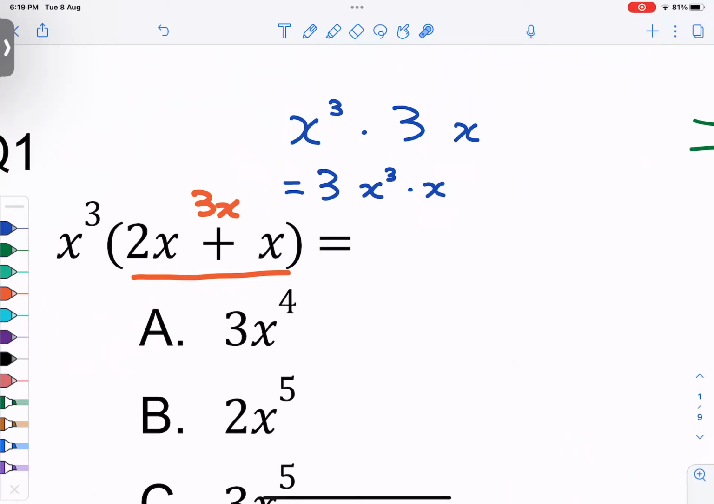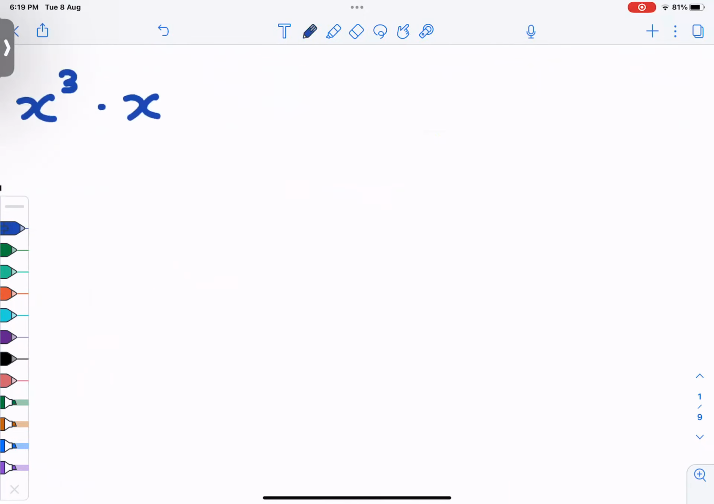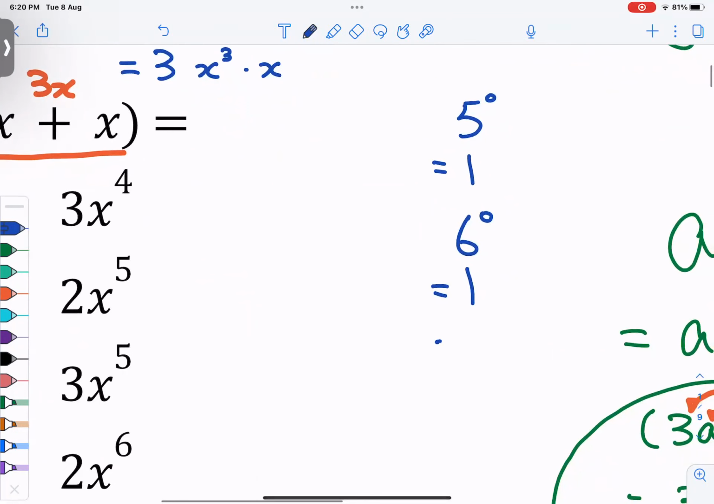1 or 0? 0 or 1? Can you try to click calculator 5 to the power of 0? What do you get? Do you know how to click to the power of? 1. Yep. Okay, how about 6 to the power of 0? Also 1. Yes. So that means no matter what the thing is, if I say x to the power of 0, it will still be 1.